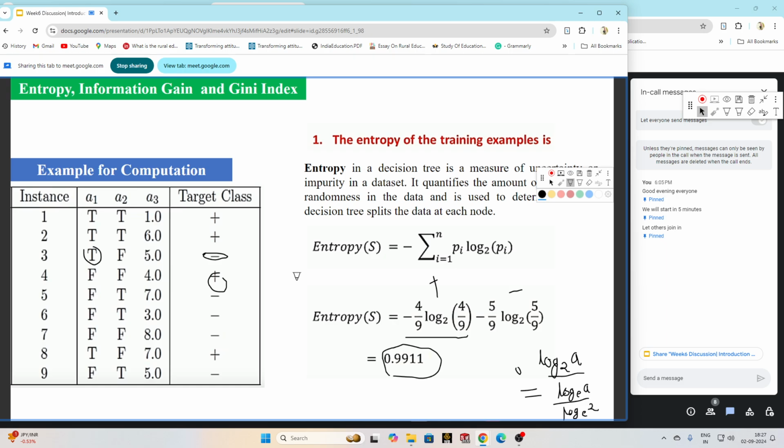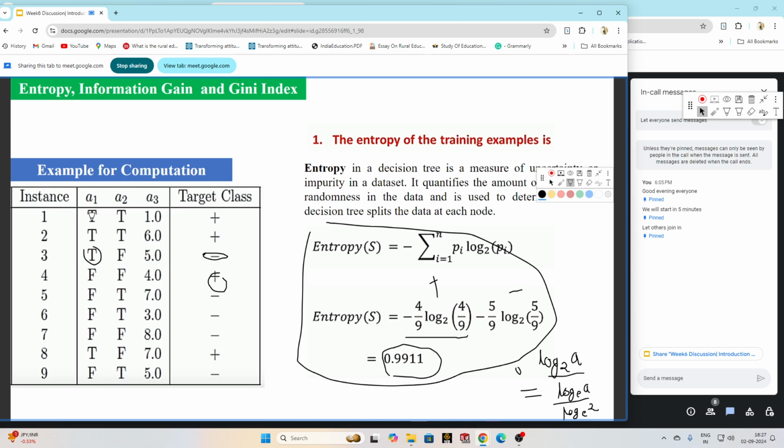Sir, can you just show that entropy one also? The 4 by 9 here, that 9 is the total number, right? The denominator there was about the entropy of the whole prediction set, or output set. But now we are talking about the entropy of only one attribute, that is A1.